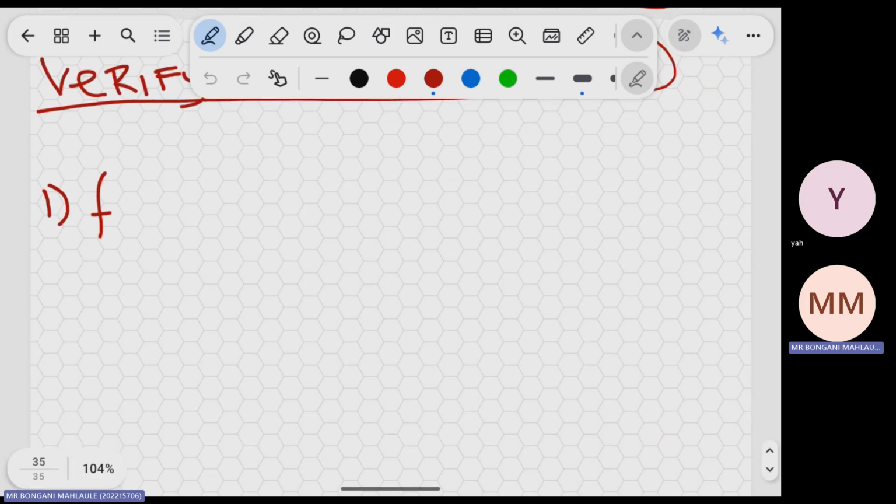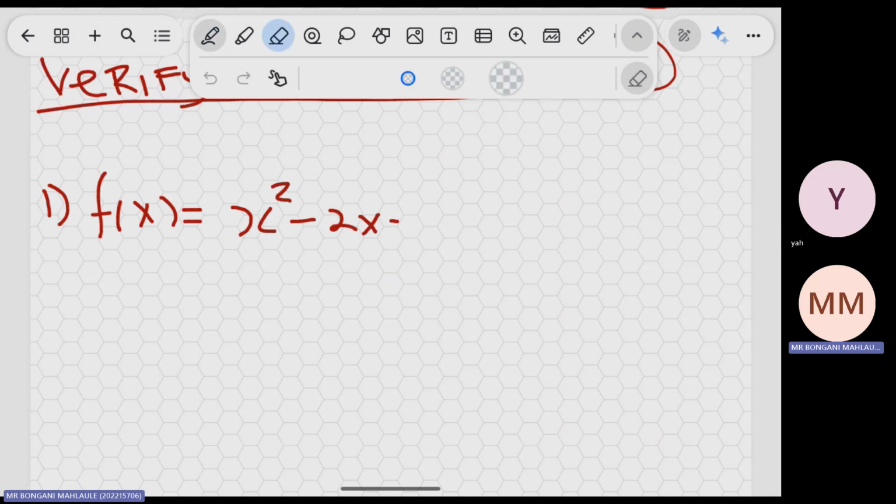So you were given f of x equal to x squared minus 2x minus 8, and the interval negative 1 and 3.